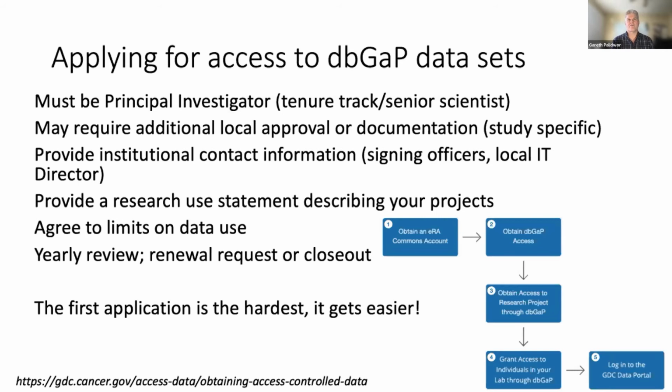It's pretty simple. You have to be a principal investigator. You may require institutional approval. You have to provide institutional contact information. Signing officers have to sign off on it. The IT director has to sign off on it to basically say you can actually secure the data. You have to provide a research use statement describing your project, saying what you're going to use it for and agreeing to only use it for that. And then you need to agree to not use it for anything else, and delete the data when you're done. There's a yearly review where you update what you've done with it and/or close out the request.